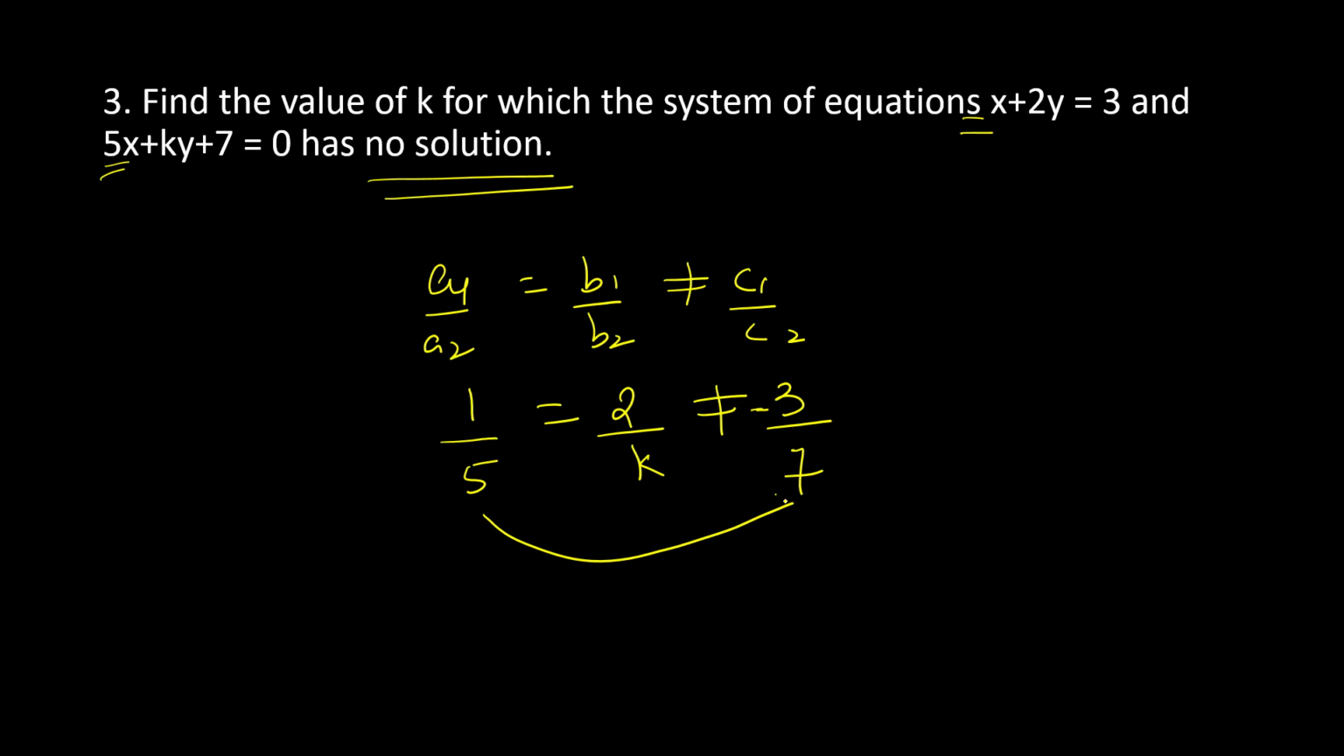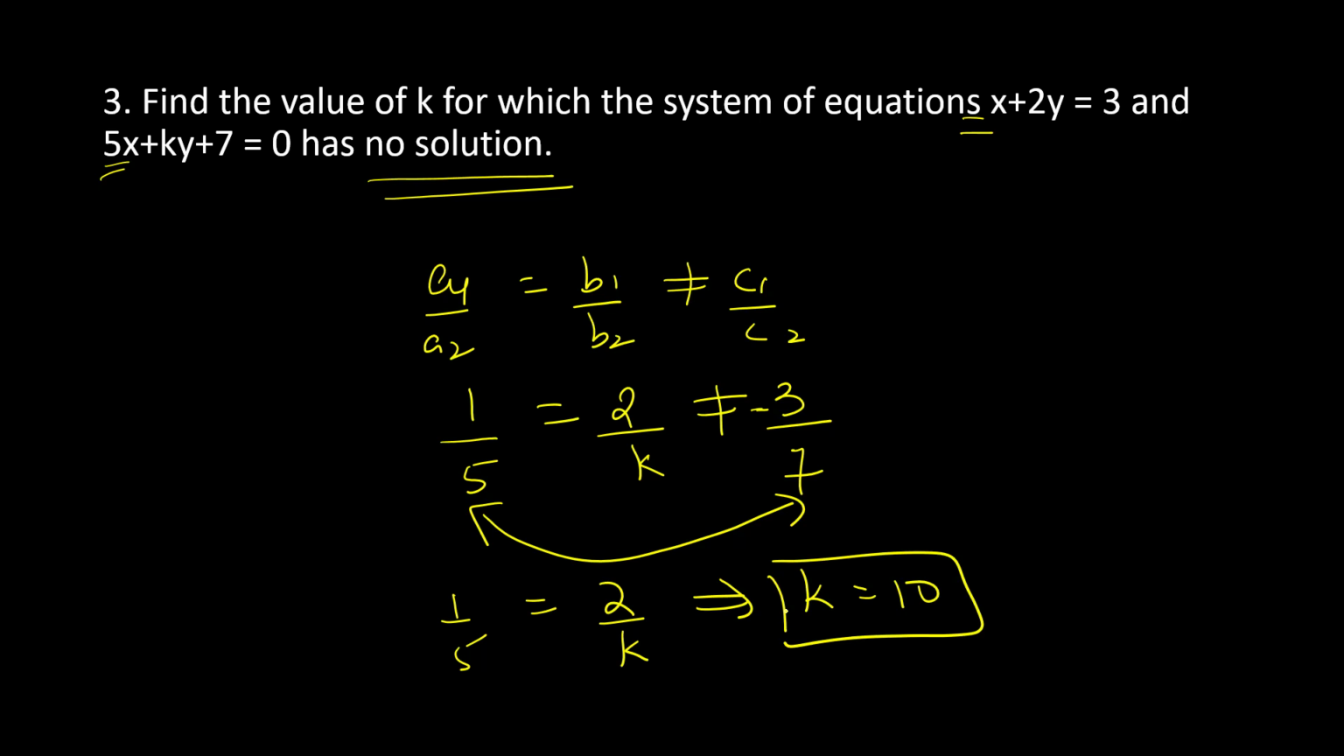Anyway, 1 by 5 is not equal to minus 3 by 7. So yes, there should be some value of k for which there is no solution. Now let's look at 1 by 5 equals 2 by k. This just means that k is equal to 10. That's the answer for the third question.